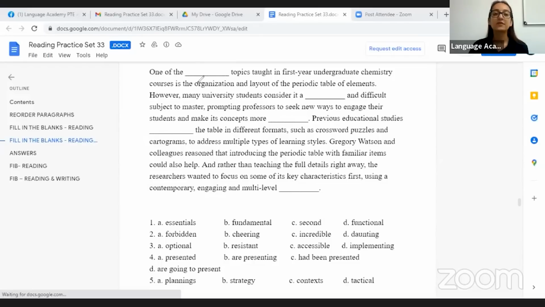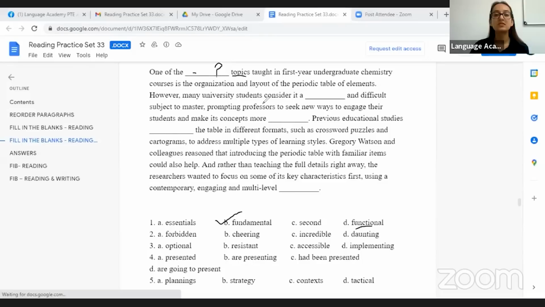The first one: "One of the dash topics taught in first year undergraduate chemistry courses is the organization and layout of the periodic table of elements." So one of the topics taught, the sentence is complete. Topics is a noun, so we have to find out what kind of topics we are teaching. Essentials is not a word that can describe topics. Fundamental topics means basic topics, and yes, it is possible. One of the second is not possible, and functional is also not a type of topic. So we'll go with one of the fundamental, meaning the basic topics taught in first year.